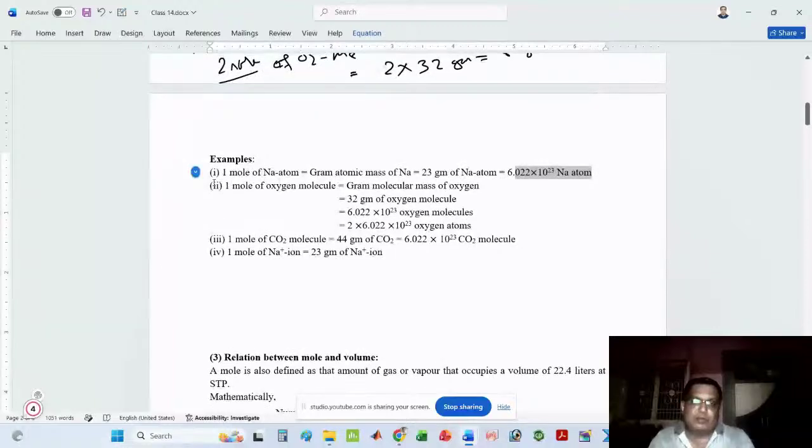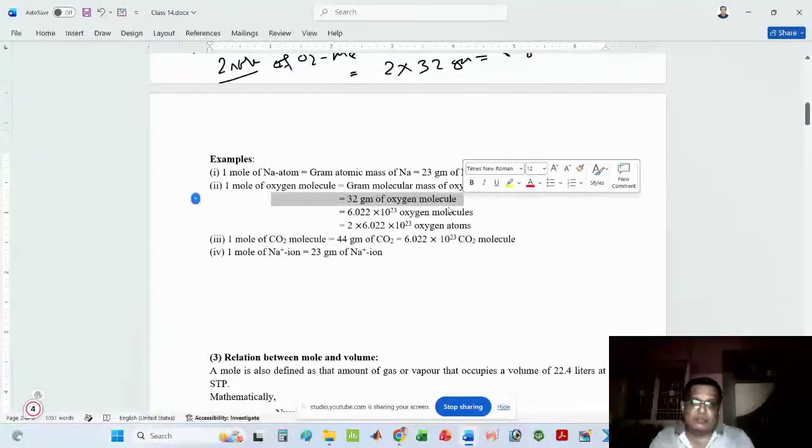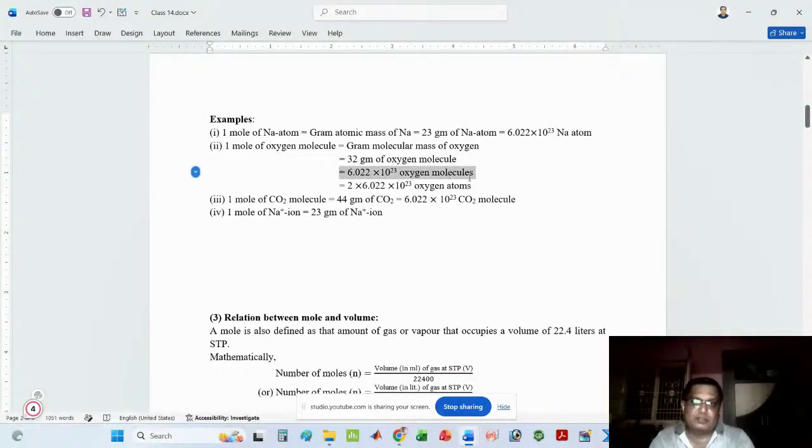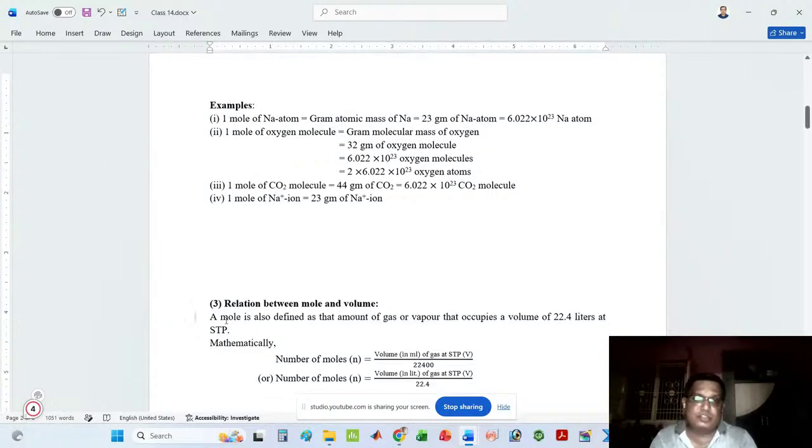Similarly, you can think about 1 mole of oxygen molecule. That is your gram molecular mass of oxygen molecule. Here we can write 32 gram of oxygen molecule. In number, it is obviously 6.022 into 10 to the 23 oxygen molecules. Here we can say indirectly the weight of 6.022 into 10 to the 23 oxygen molecules must be equal to 32 gram of oxygen molecules. You can relate them to each other: mole to number, number to mole, mole to mass, mass to number. Like that you can relate them to each other.